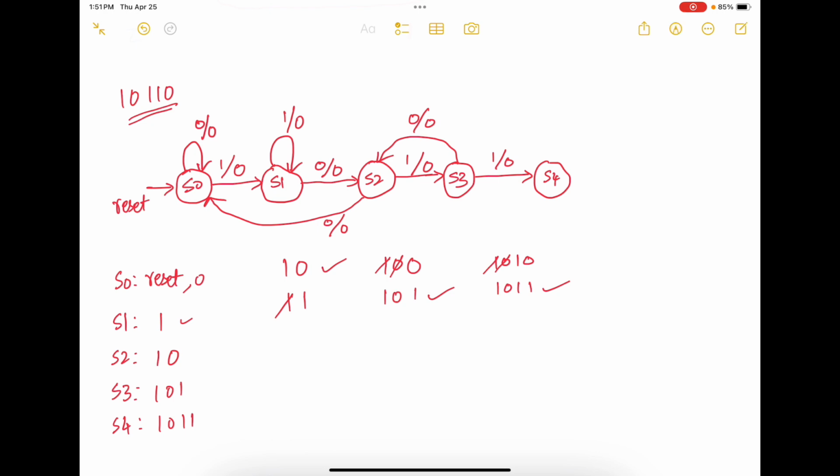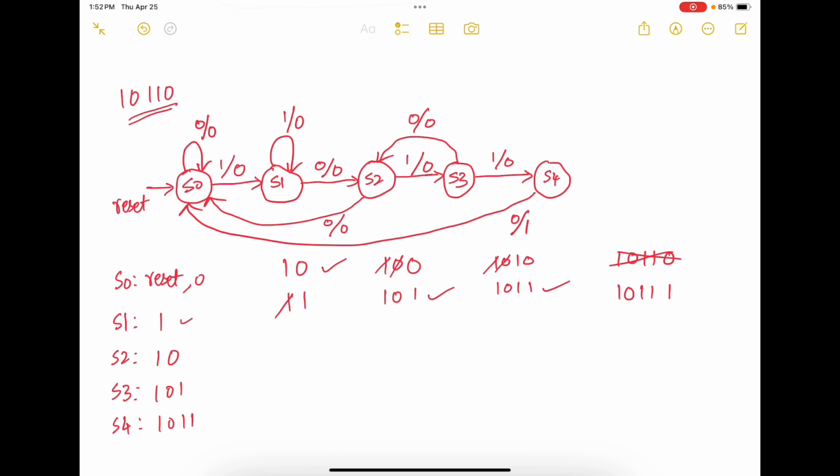So let's look at S4. So we can either get a 0 or you can get a 1. So if you get a 0, it means that your sequence is detected, and since overlapping sequences are not allowed, you go back to your reset state. So that's 0, but your output is asserted because your sequence has been detected.